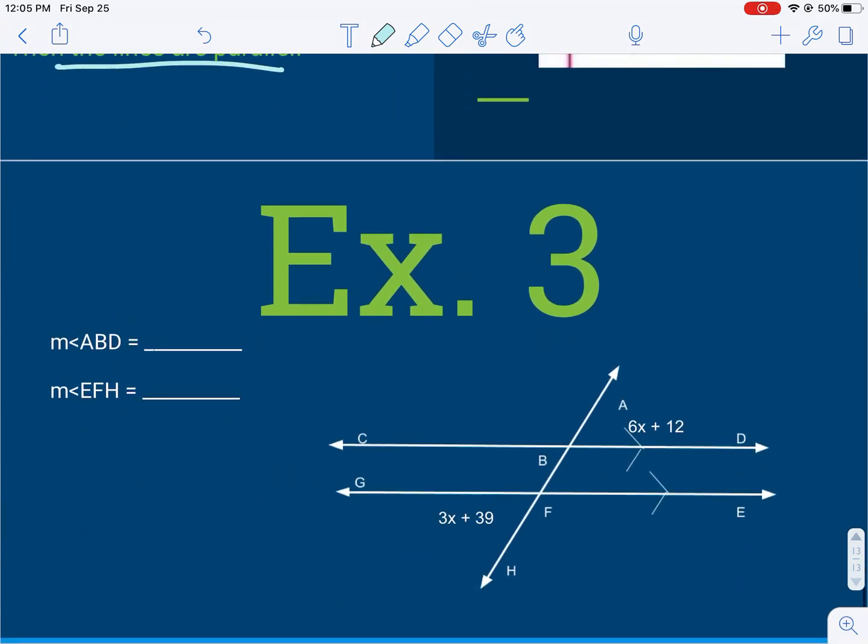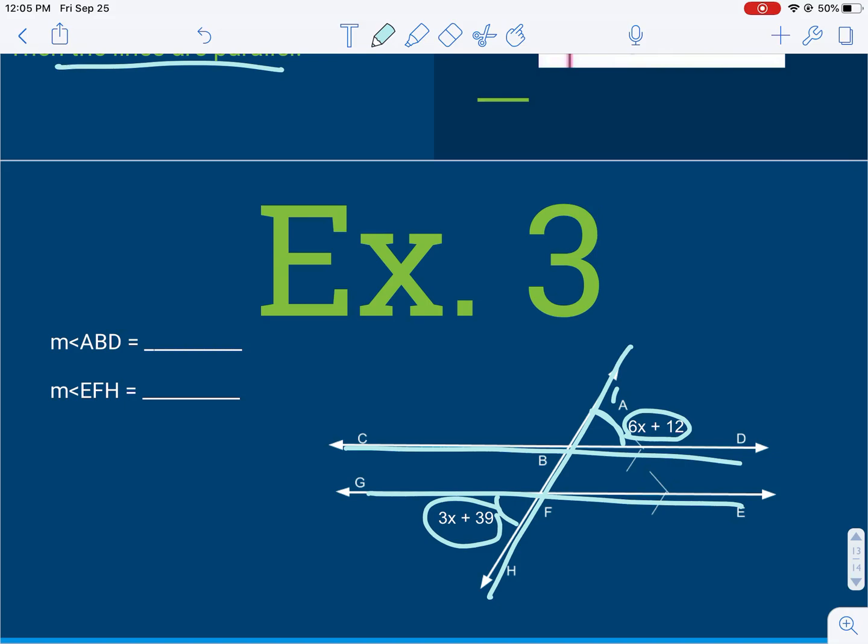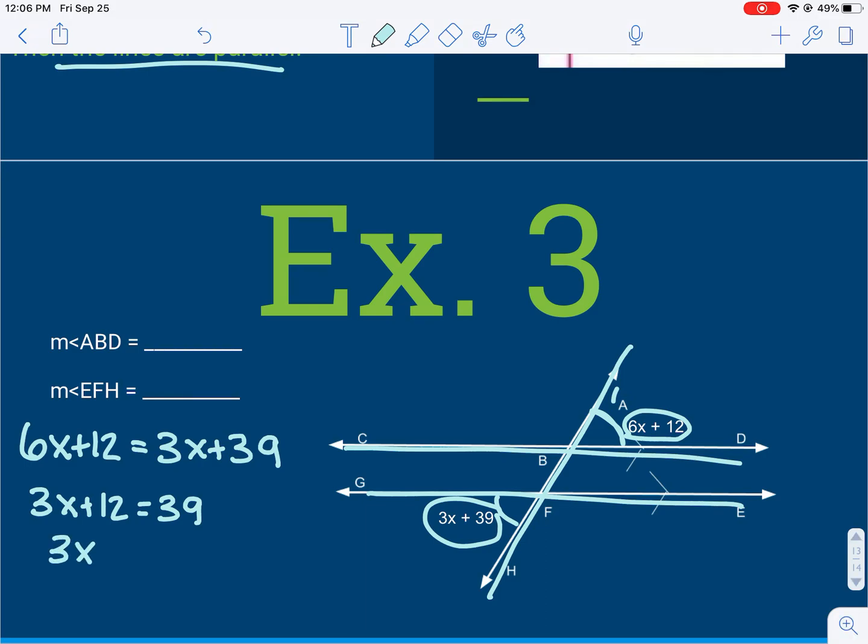All right, so we're going to do an example with some algebra in it. So I know this angle measure is 6x plus 12, and I know this angle measure is 3x plus 39. My lines are marked parallel, and I have my transversal cutting in. So I know my alternate exterior angles are congruent. So I'm going to have 6x plus 12 equals 3x plus 39. When I subtract my 3x, I get 3x plus 12 equals 39. Subtract my 12, and 3x equals 27, so x must equal 9.